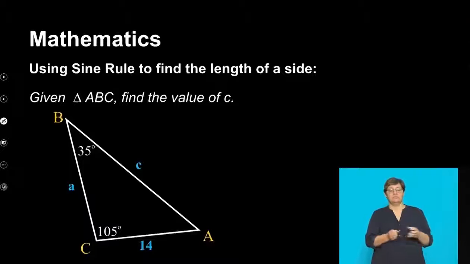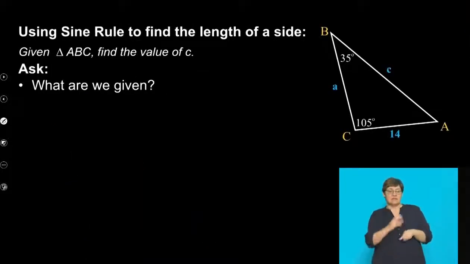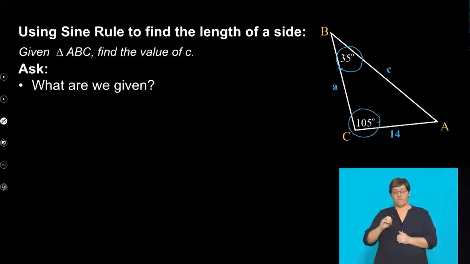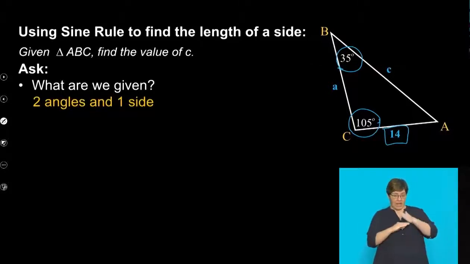Here, we're given triangle ABC, and they've given us the question that says, find the value of c. So, we need to ask ourselves, what are we given? Looking at the diagram, we can see we're given this angle, 35 degrees, this angle C, 105 degrees, and the length of this side AC, which is 14 units. So, we're given two angles and one side.